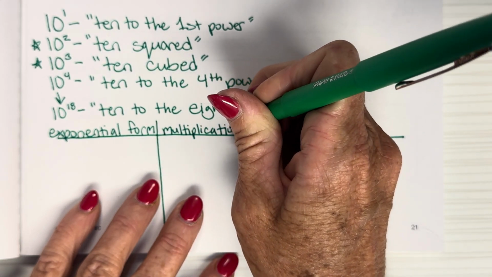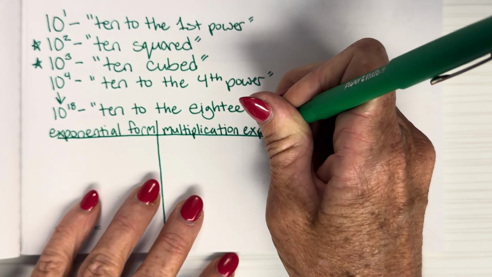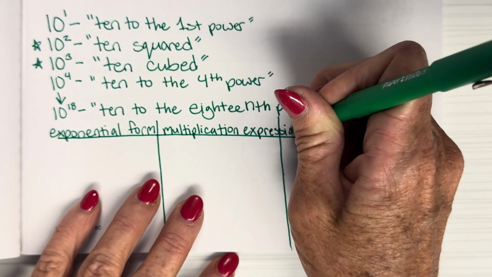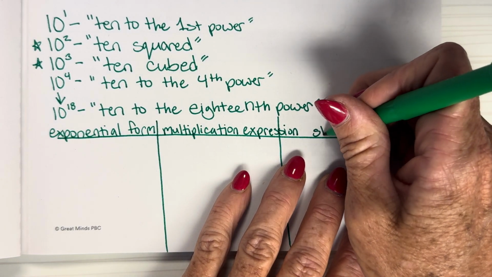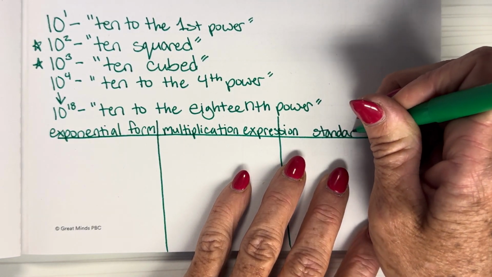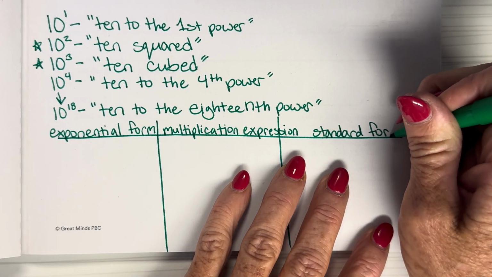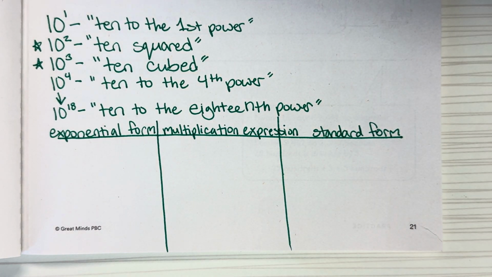Multiplication expression. I'm going to run out of space. I'm going to have to go into that column. And then finally, we have standard form. So you might see these words in some of your questions. Those are the three different ways we could write this.